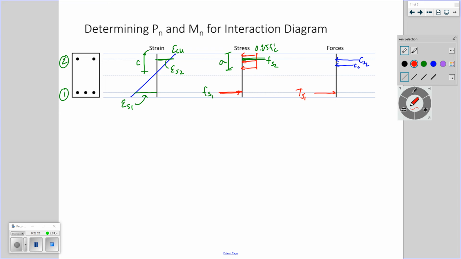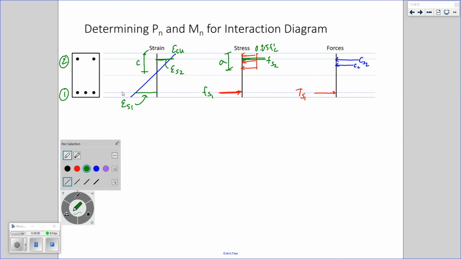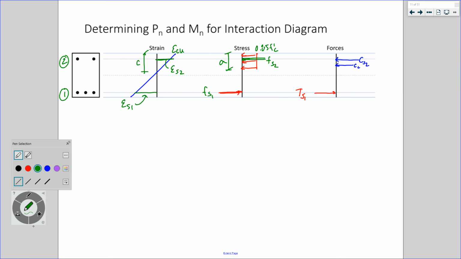I'm just calling them different things because maybe your moment's only one way, maybe it's a seismic load and it varies which direction it goes. So I don't want to assume that everything is always in compression or everything is always in tension. Maybe it changes. And I'm going to locate these forces.